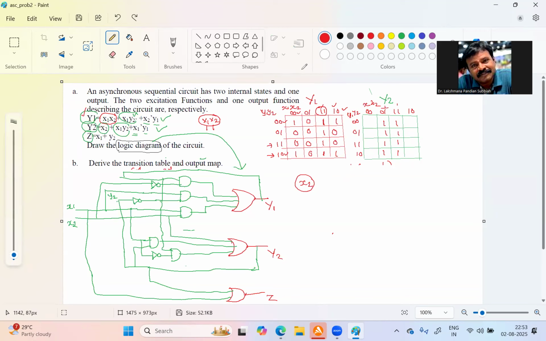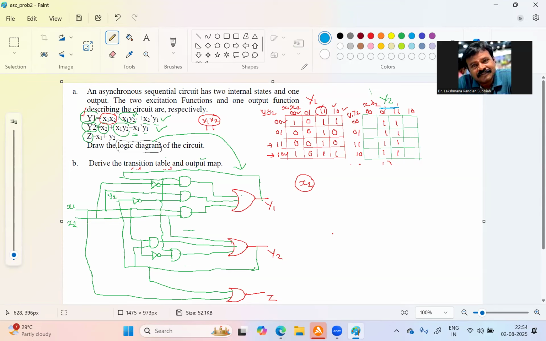So in these two columns, you have to fill 8 ones. If these 8 are combined together, then you will get that term as x2 only. So you have to take these two columns as x2, and then you have to fill all rows. This is x2.